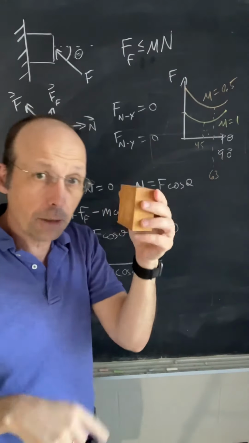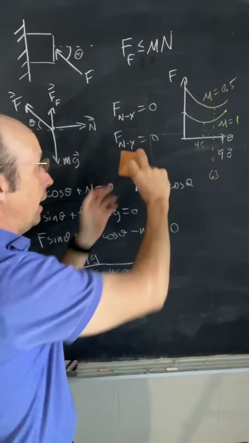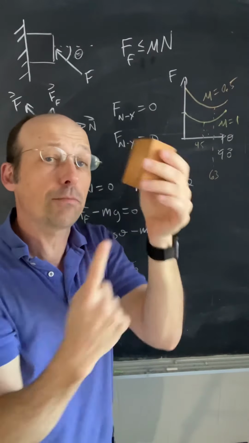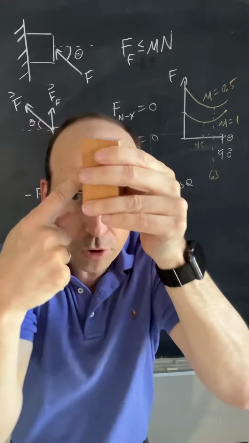I had a question about pushing a block against the wall like this versus holding it up. And it depends on the coefficient of friction, but it's probably easier to push this way. But what if you push at an angle?